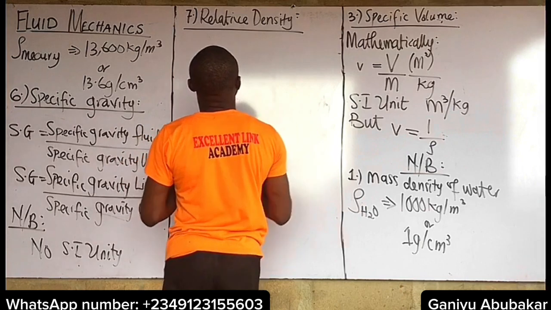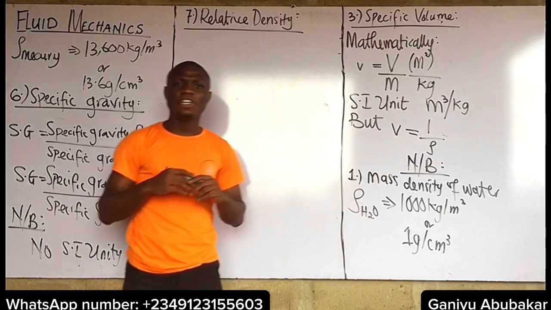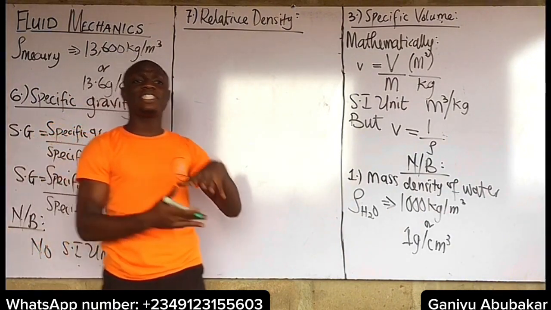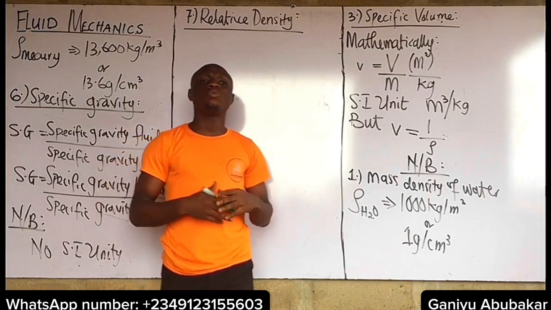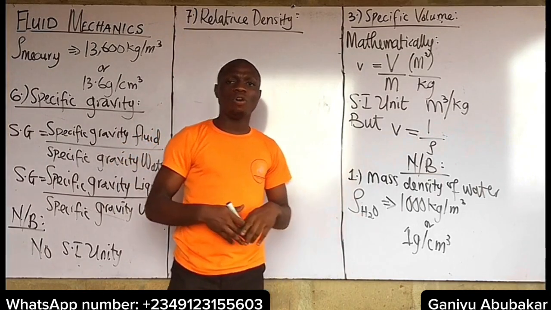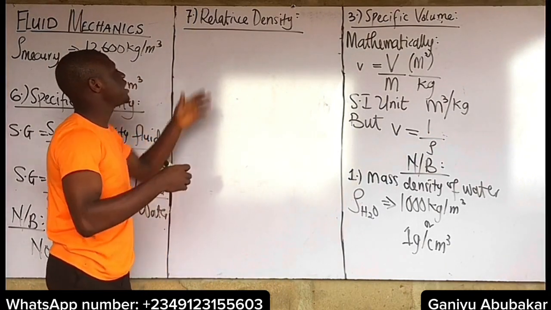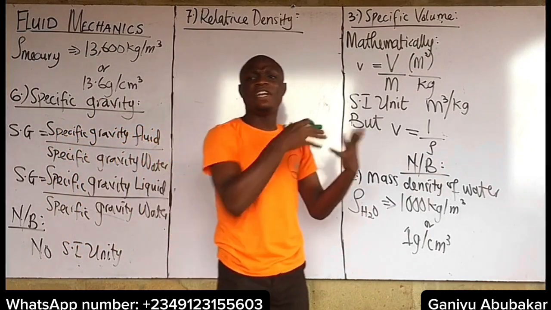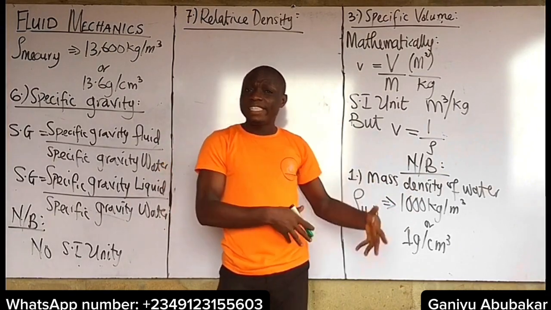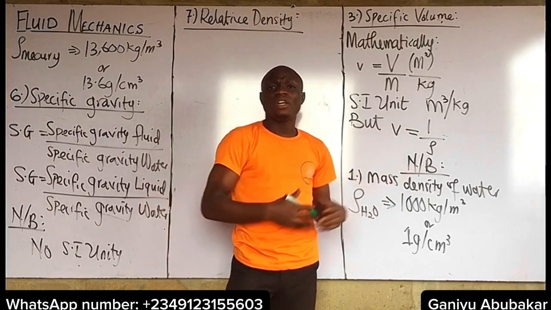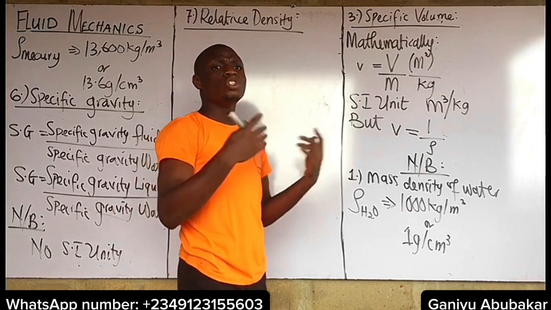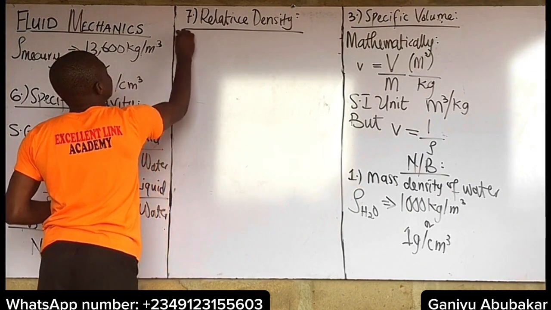Let's consider relative density. Definition: relative density of a fluid is simply the ratio of the density of a liquid to the density of water. So I'm saying that relative density, that's RD, is the ratio of the density of a liquid to the density of water.